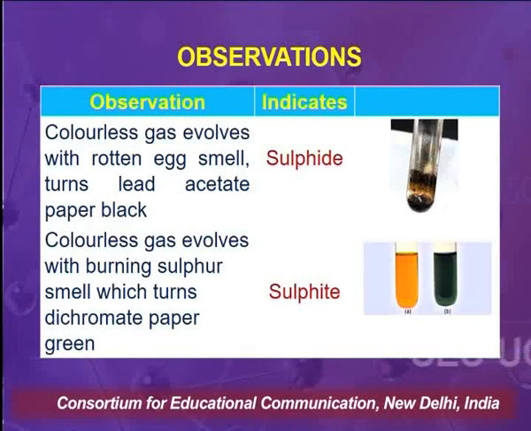As you can see in the adjoining picture, the original color of potassium dichromate is orange. On coming in contact with the gas evolved, it turns green. Then it indicates that sulfite ions might be present in the mixture.